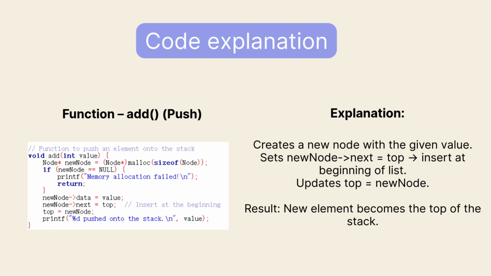And this is for the code explanation. Function add, and this function creates a new node with the given value. It says new node points to the top and to insert at the beginning of the list. So it updates top equals to new node. The result is new element becomes the top of the stack.